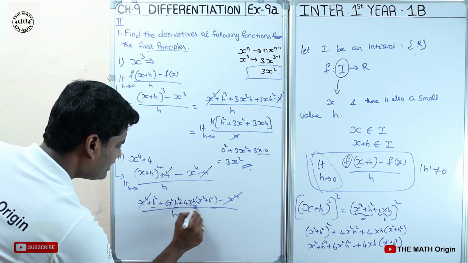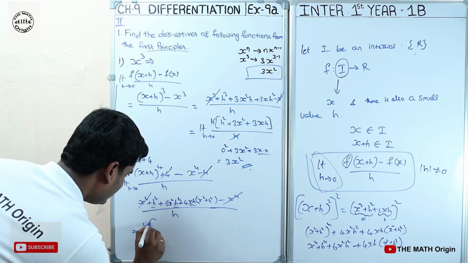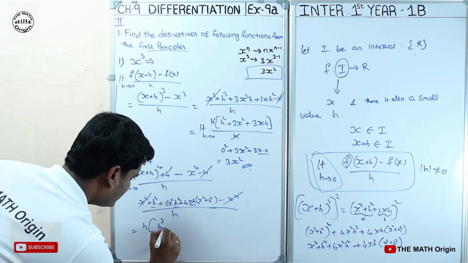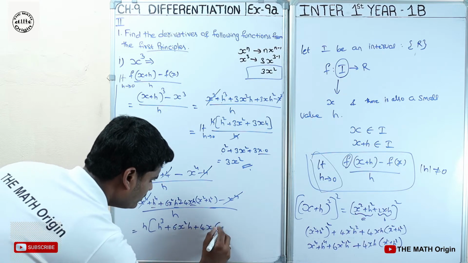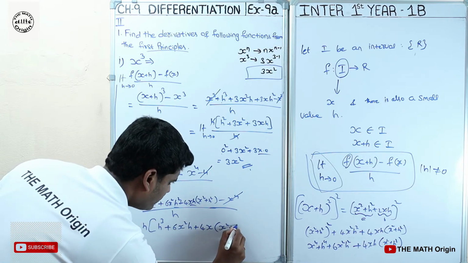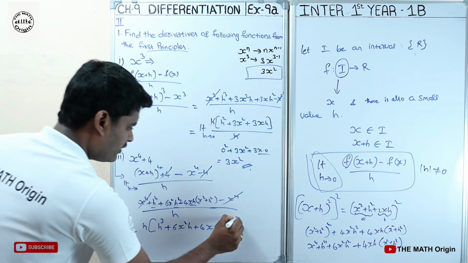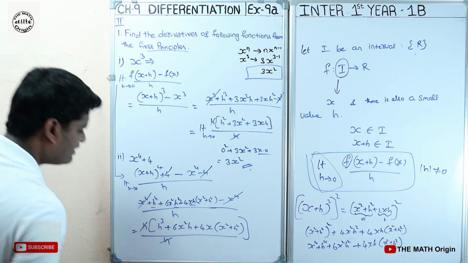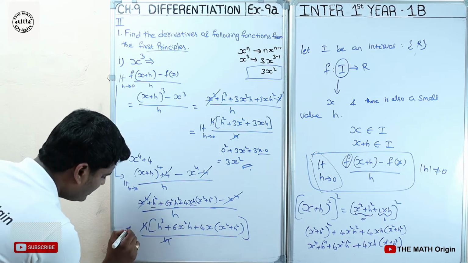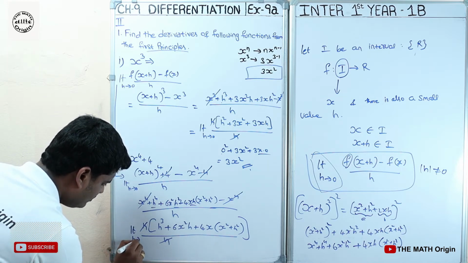From these three values, h I will take common. If I take h common, it will be h cube plus 6x square h plus 4x into (x square plus h square). Okay, so whole divided by h. h is cancelled. Now what I will do, I will apply this limit h tends to 0.